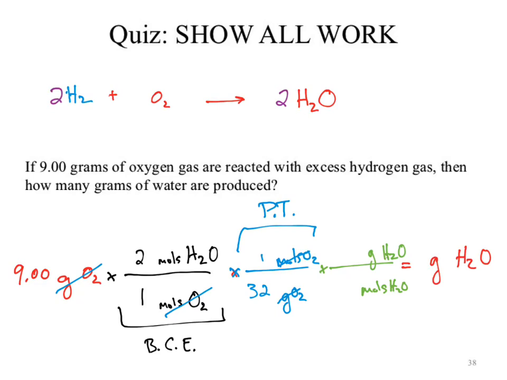Where do I find the relationship between the grams and moles? Periodic table, except now instead of looking at just oxygen, I will look at 2 hydrogens, 1 oxygen, and I get 18.02 grams of water is 1 mole of water. What happens to the units? The moles of water cancel. What answer would I now have?